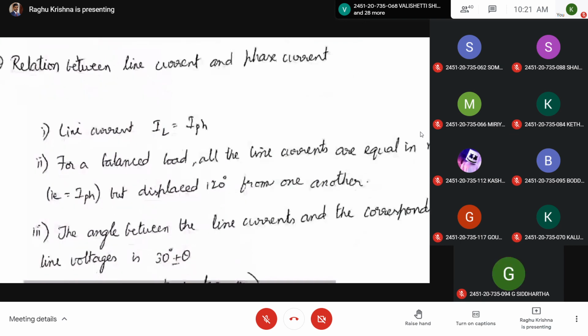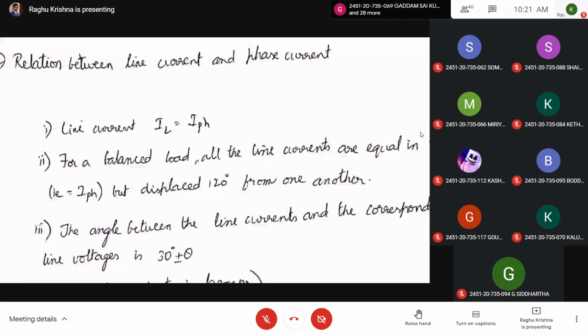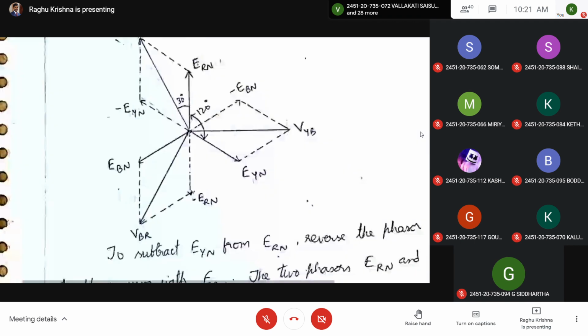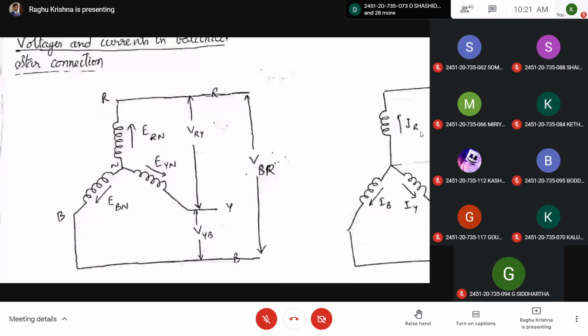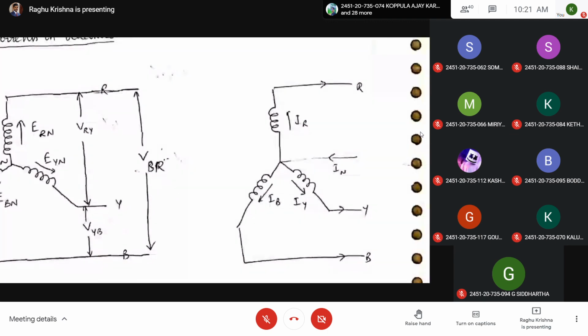So line current is equal to phase current. So you can see from the diagram. Whatever the current flowing in the phase R is the current flowing in the line R. So right side you can see here, the phase current is represented by IR, which is equal to the line current flowing through the line R. So line current is equal to phase current in a star connection.